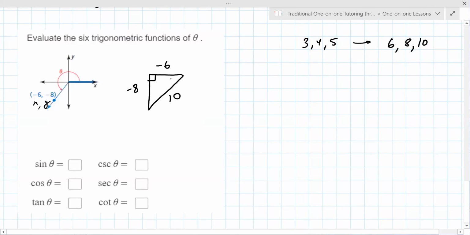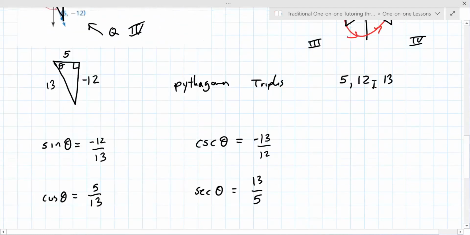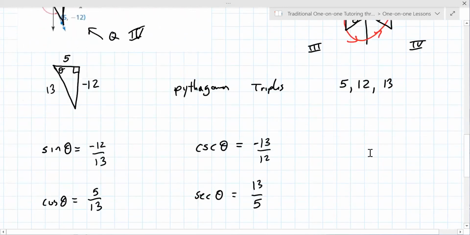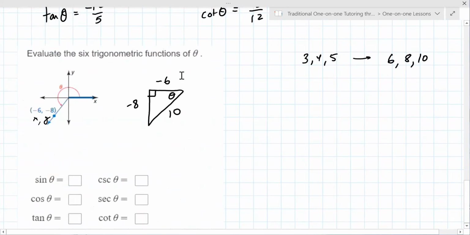Okay, so the angle is right here. Maybe I didn't put that in the previous picture, but the angle always converts to the one that's closest to the x-axis. So in this case, your sine of theta is opposite over hypotenuse. It's -8 over 10, but you have to reduce that to -4/5. Okay, the cosecant of theta is the flip of that.